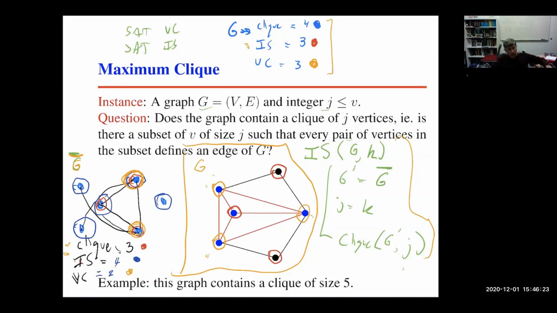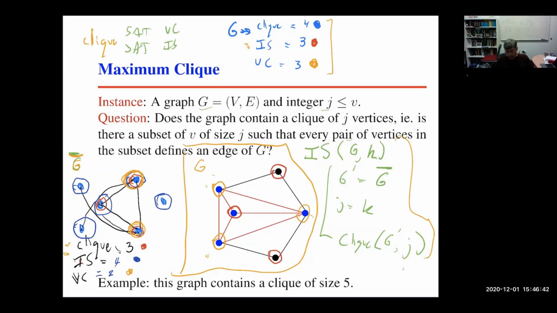Okay. Now, if you believe that, this reduction here shows that we've got another problem that can serve as a Bandersnatch in the future. Clique. Okay. Any questions? Okay, good.